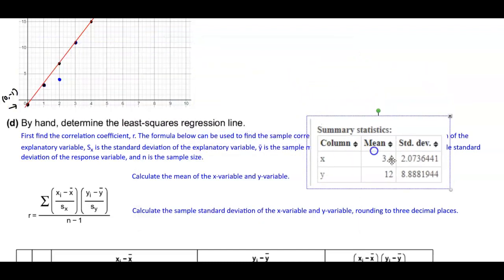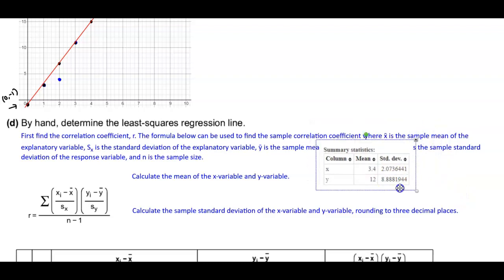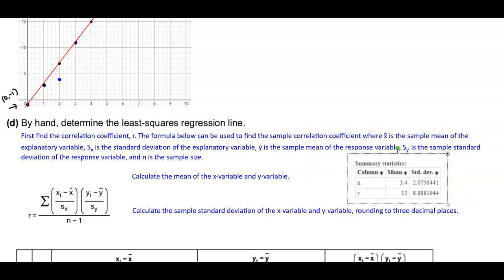Okay, so let's take a look at this information that we have here. So what we have found? Well, we have found that the sample mean for x is equal to 3.4, and the sample mean for y is equal to 12. So we can see that here and here.